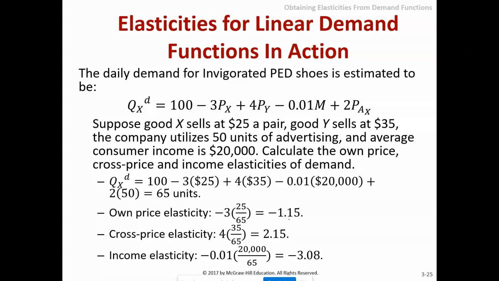Then the own price elasticity is the coefficient in front of it, -3, multiplied by price 25 over 65, the quantity we just calculated. Then cross price elasticity is the coefficient in front of the price of Y, multiplied by price of Y 35 over quantity of X 65. This is the cross price elasticity. The last, income elasticity, is the coefficient in front of it, multiplied by the income 20,000 over the quantity 65, which is negative 3.08.